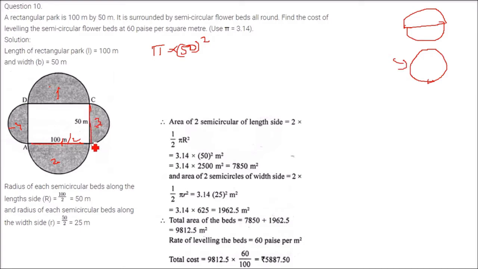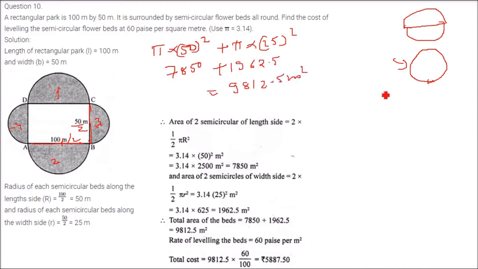Now what is this one? These two? This will be another circle. And what is the radius? 50 is the diameter. So 50 by 2 is the radius, that is 25. So we are adding these two. Pi into 25 square. Now when we just add them, this one is going to come as 7850 and this is going to come as 1962.5. When you add them, you're going to get 9812.5 meters square.